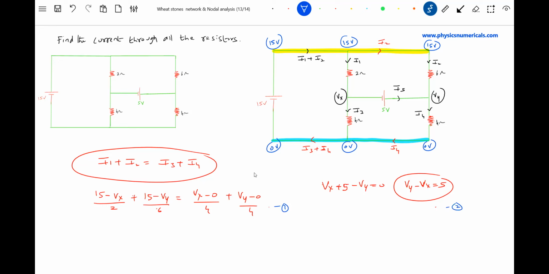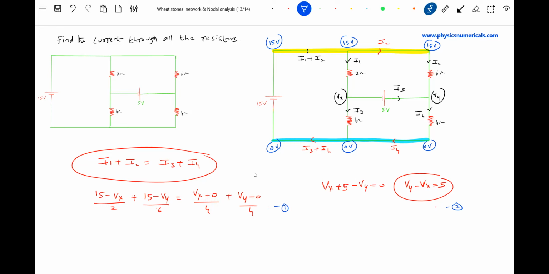The problem has become very simple. Or else what you should do? You should assume one loop current I1, I2, I3, solve it, 3 equations, 3 unknowns. I think it's very, very simple. Anybody can solve. What is there? Very, very simple. So I do prefer this nodal analysis.